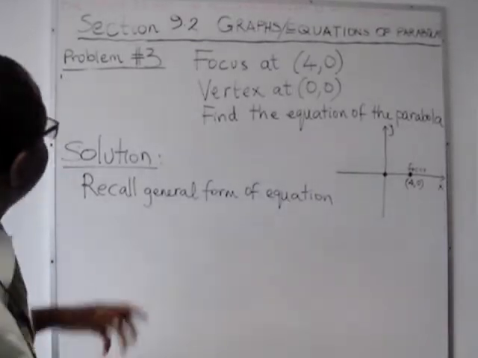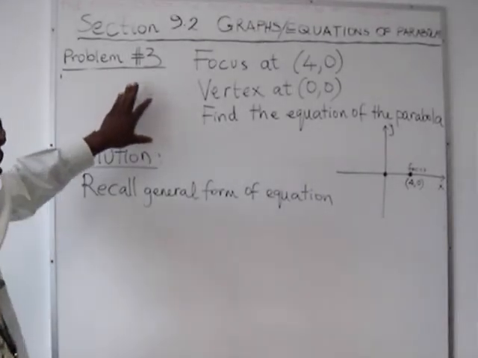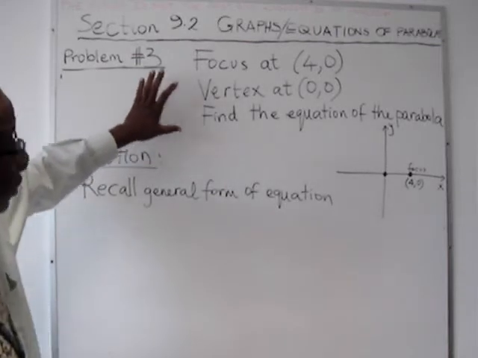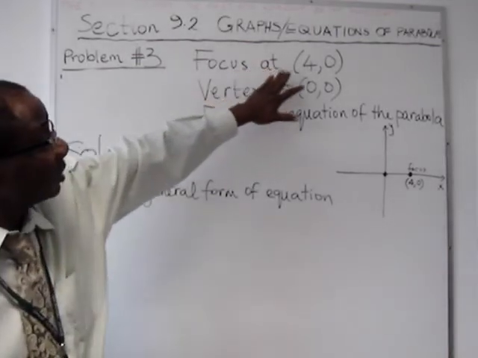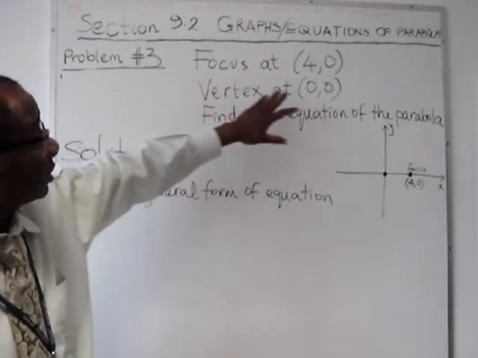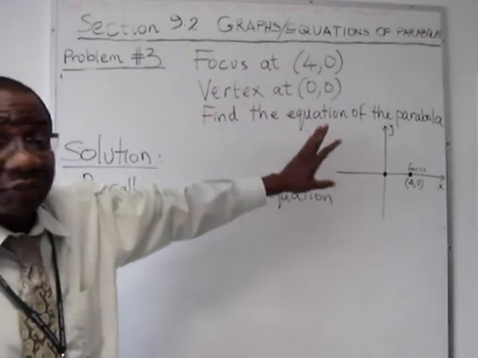Okay, Rachel, the final example problem. This one is actually pretty easy. We gave you the focus, it's at (4, 0). The vertex is at (0, 0). Find the equation of the parabola.